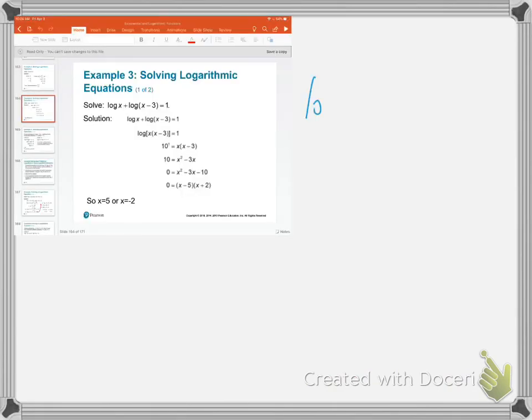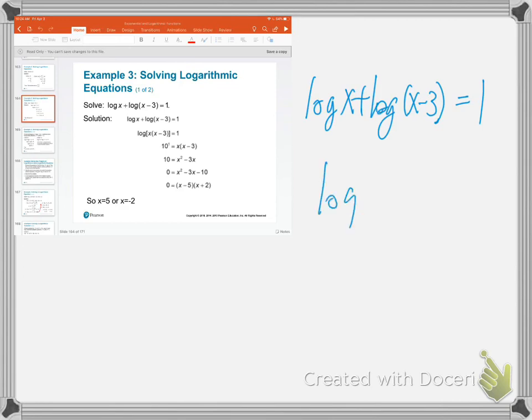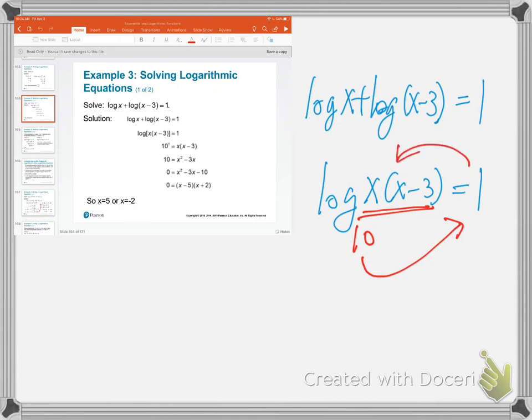Next example. Log x plus log of x minus 3 is 1. So we have two log forms in the left hand side. So first step, we put them together by using the product rule. Okay, sum of the log is the product of powers. So x times x minus 3 inside the common log. And then we use definition of log. Okay, we put base 10 here, so 10 to the first power will be this product. Okay, so 10 to the first power is x times x minus 3.